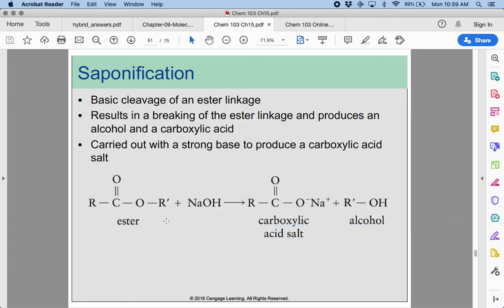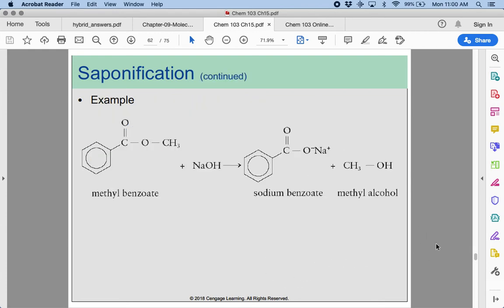So when we add water to an ester, we get an acid. When we add base to an ester, we get a salt. And in both cases, we would get the alcohol back out. So here's methyl benzenoate, an ester. When exposed to a strong base, we get sodium benzoate, right? We get the salt and the methyl alcohol back out.